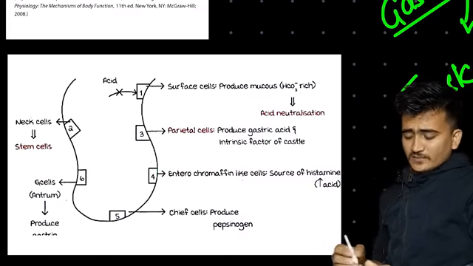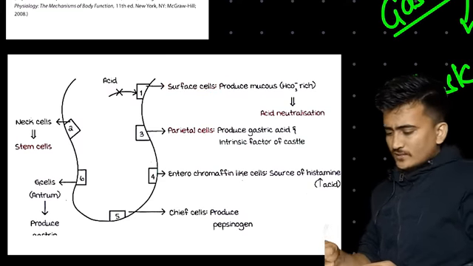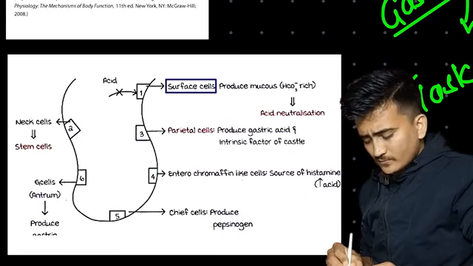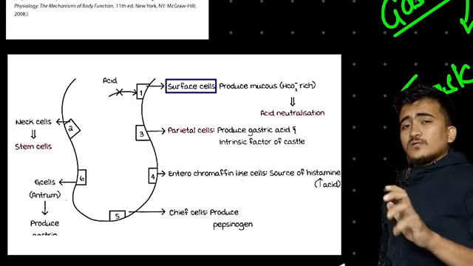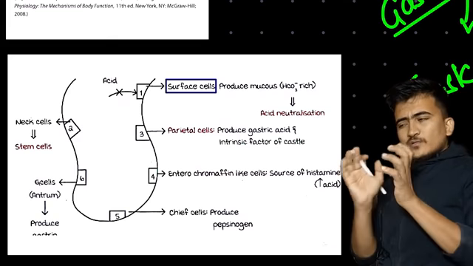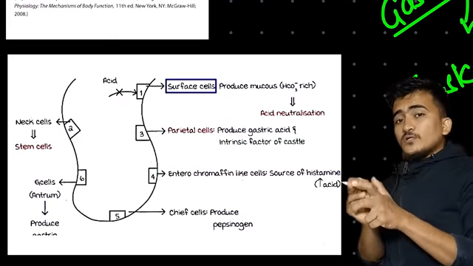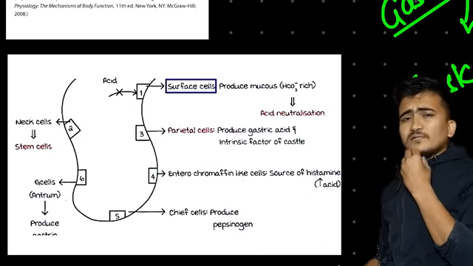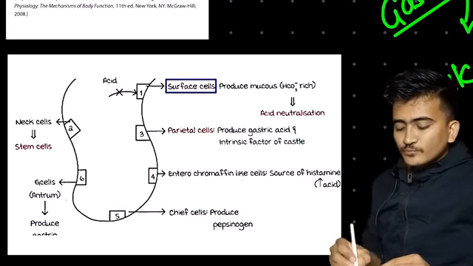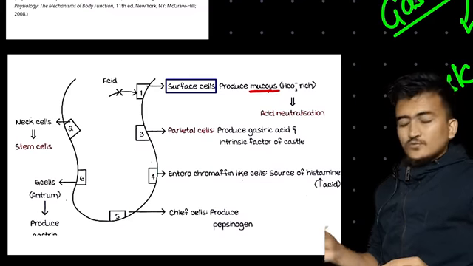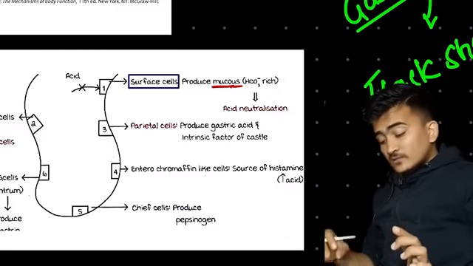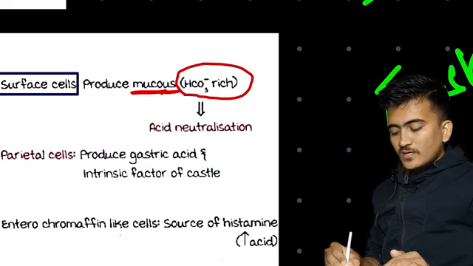As you can see, the first cell is our surface cell. As the name suggests, why surface cell? Because it is present on the surface. And we know that our stomach contains HCl. If the stomach contains HCl, then it might erode the wall of the stomach, but it's not happening like that. Why? Because these surface cells, which are present on the surface, produce mucus. What is important about mucus? The important thing about mucus is that it contains bicarbonate ion.